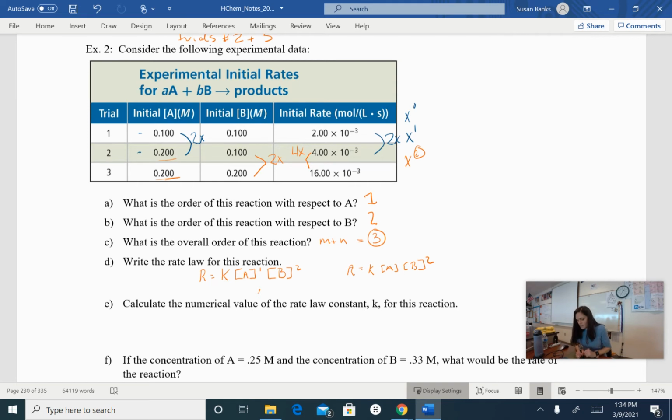Okay? So then the next thing we have to do is calculate our numerical value for the rate constant K. So let's take this rate law that we just wrote and we're going to isolate K.